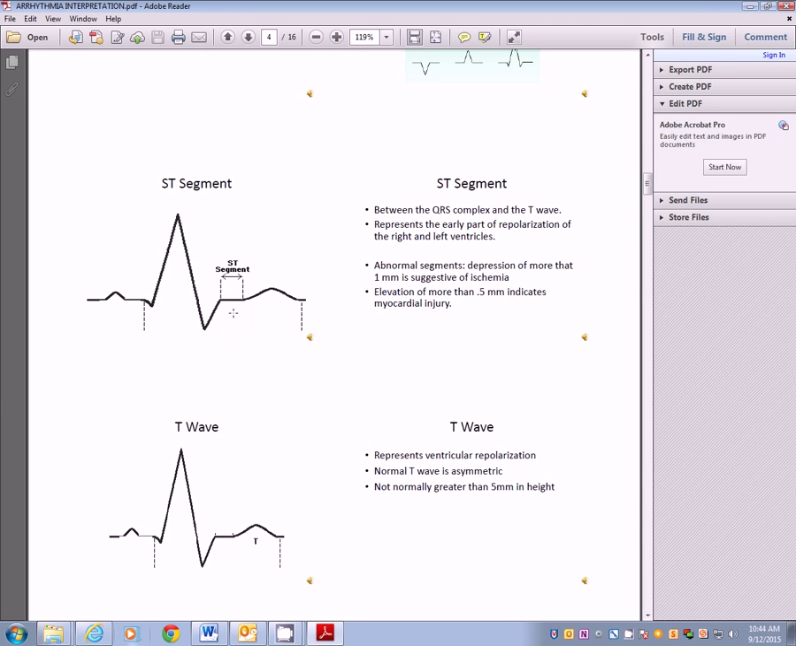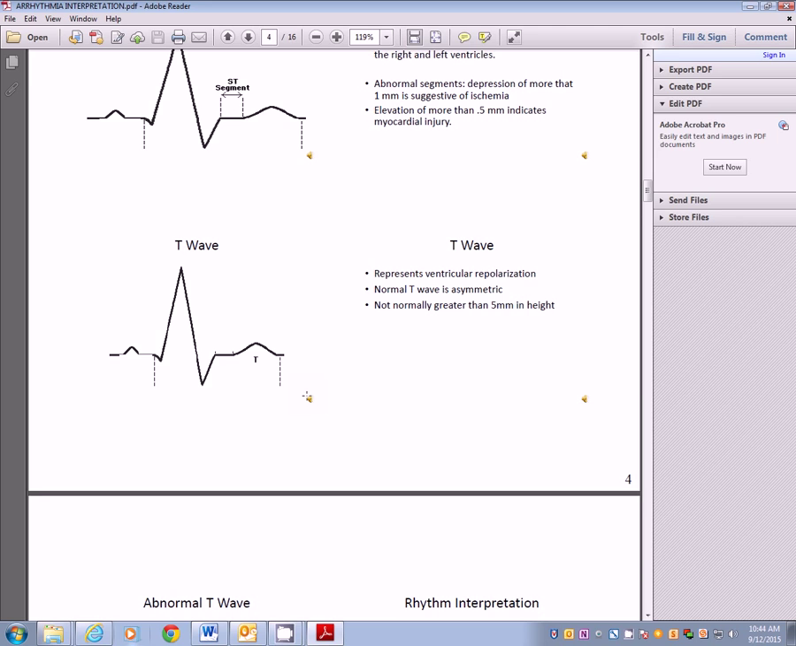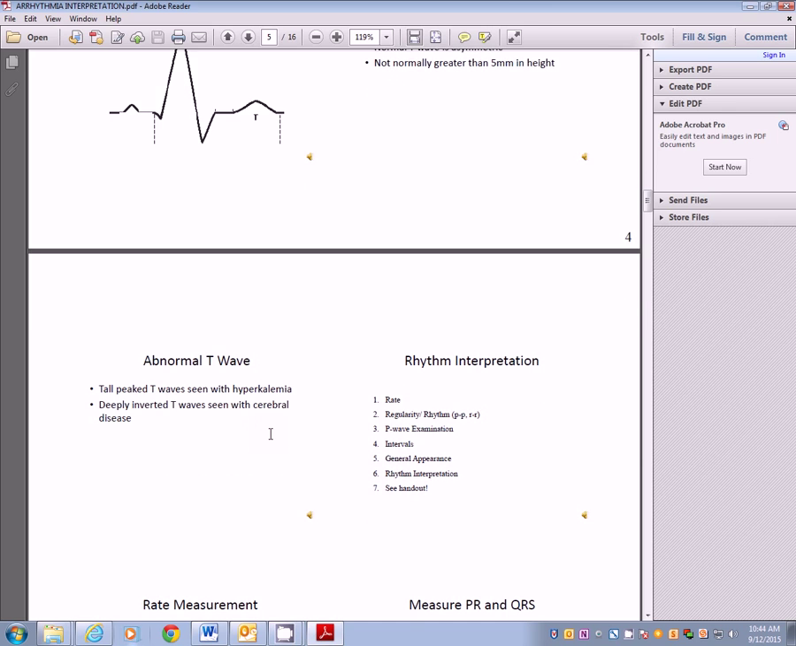Okay, so that's the most important thing you need to remember about an ST segment. The T wave represents ventricular repolarization. If you'll remember, that is the relaxation. The normal T wave is asymmetrical, and it's not normally greater than 5 millimeters in height. Okay. So what is an abnormal T wave?